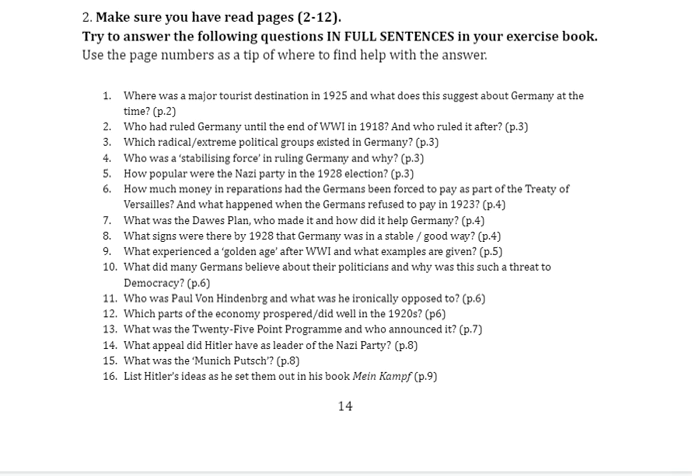Who was von Hindenburg? Hindenburg was elected president, so that's who he was. And he was ironically opposed to democracy. For someone who was elected president, he didn't like democracy. He wanted to return to the Kaiser. He was a conservative. Which parts of the economy prospered?